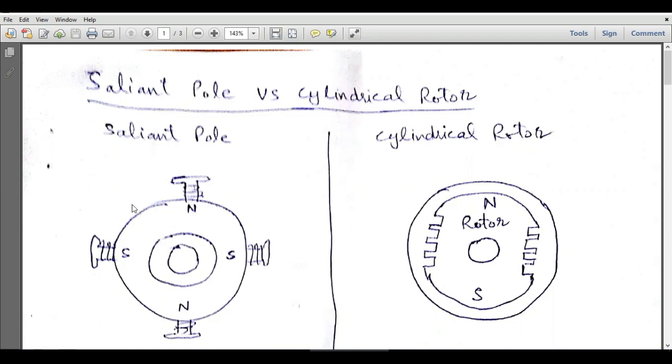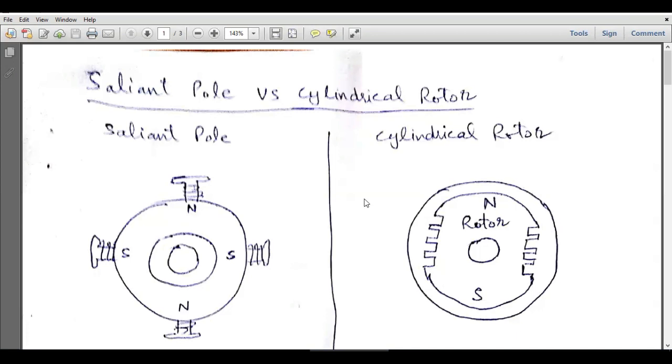So we have these salient poles and there are windings over these cylindrical bars, and these windings are excited using a DC supply voltage so that a magnetic field is produced. That magnetic field interacts with the magnetic field of the stator, which is a revolving magnetic field, and due to this interaction or attraction, the synchronous motor works.